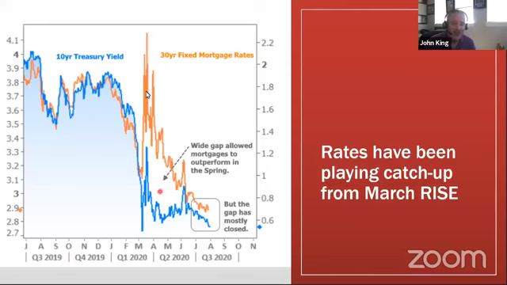The recent drop in mortgage rates is not because the market conditions have improved for mortgages over the last 4 months. It's simply been playing a game of catch up. And I've been talking about this for the last 4 months, that rates should be lower than they are, and they have finally started to catch up. But the gap has mostly closed, but not completely. And I'm going to zoom in on this part right here.